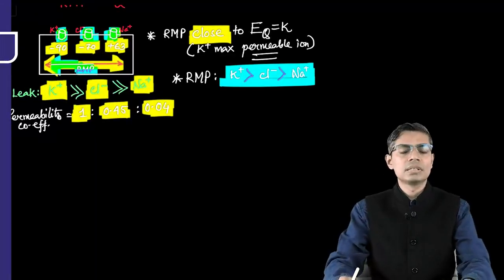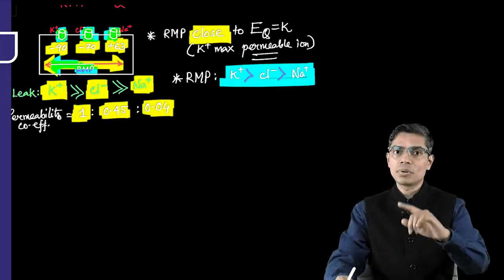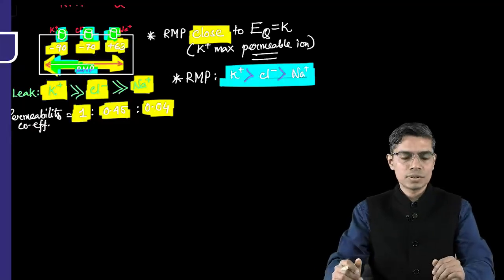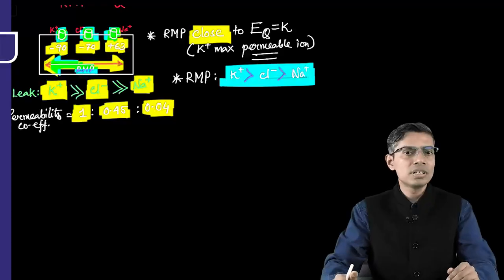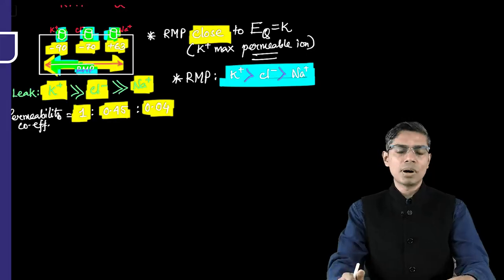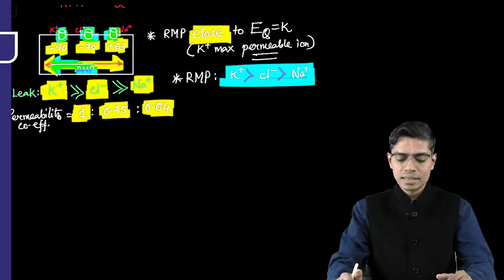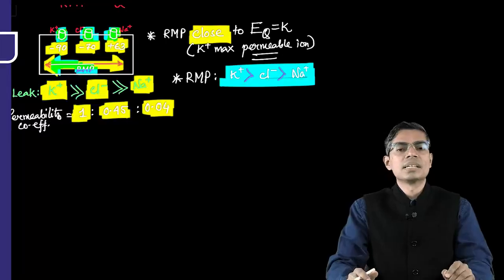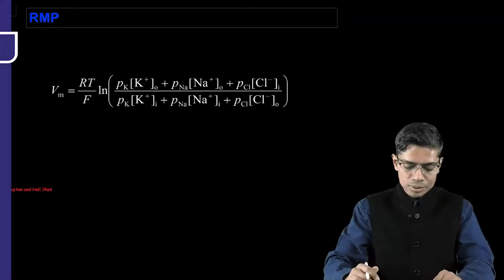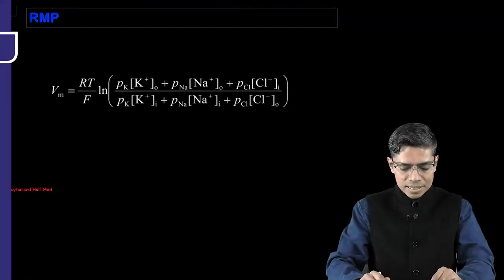Answer is no. If the cell membrane is permeable to only one type of ion, then RMP will be calculated by Nernst equation also, because in that case RMP is equal to equilibrium potential. But if the cell membrane is permeable to more than one ion, typically 3 ions, then RMP cannot be calculated by Nernst equation. So I have to take help of another equation, and that equation is written here.